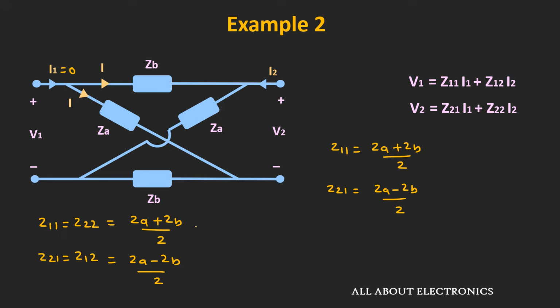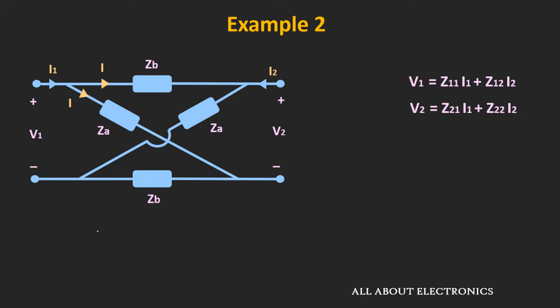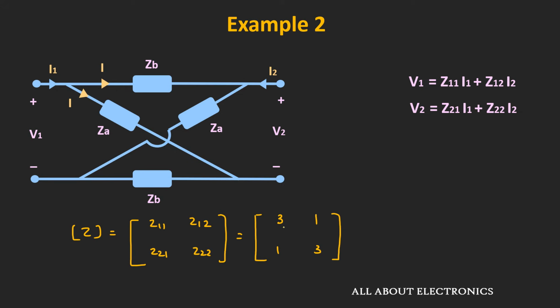And here the value of ZA is 4 ohm while the value of ZB is 2 ohm. That means Z11 is equal to Z22 is equal to 4 plus 2 divided by 2, while ZA minus ZB divided by 2 is equal to 4 minus 2 divided by 2. That means Z11 and Z22 are equal to 3 ohm while Z21 and Z12 are equal to 1 ohm. And if we write the Z parameters in matrix form, then it will be equal to Z11, Z12, Z21 and Z22, that is equal to 3, 1 and 1, 3. So these are the Z parameters for the given circuit.